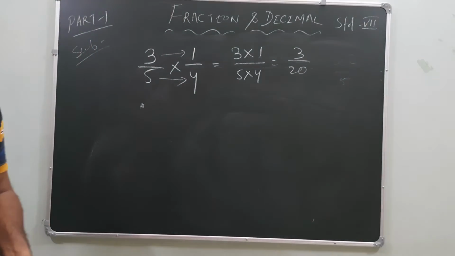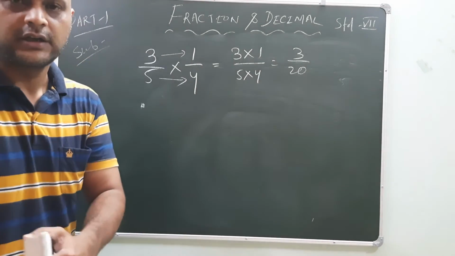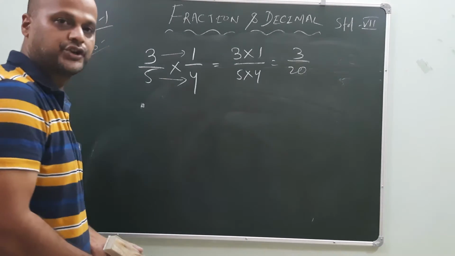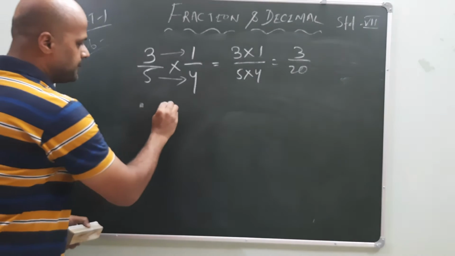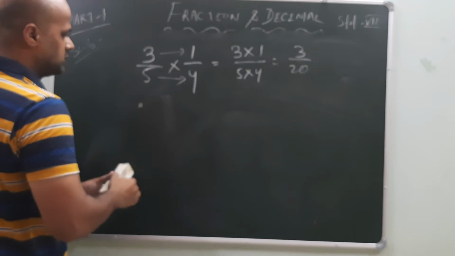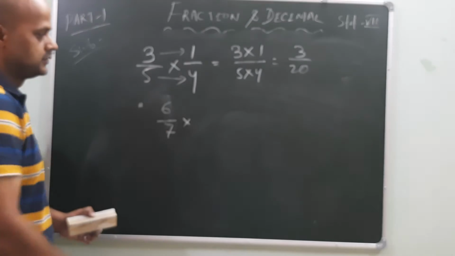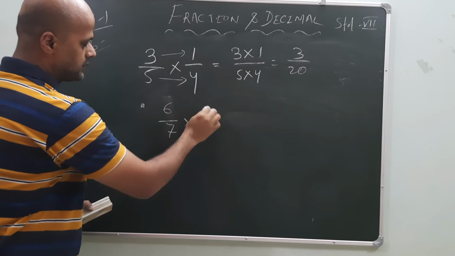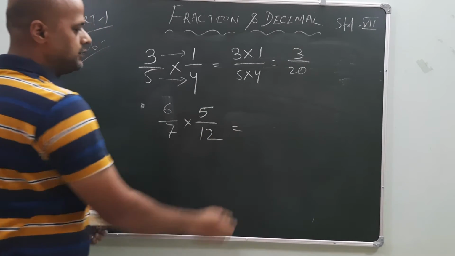Okay, the simplest one. The rule is what? Numerator will be multiplied with numerator and the denominator will be multiplied with the denominator. Okay, understood? Understood, friends? Now 6 by 7 into 5 by 12. How will it be?